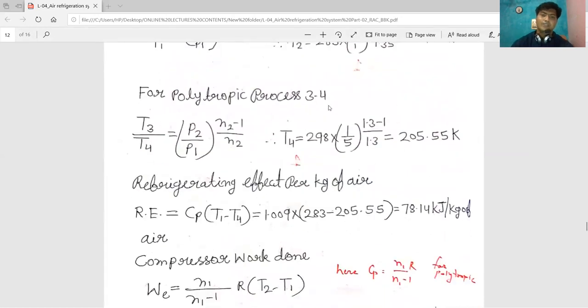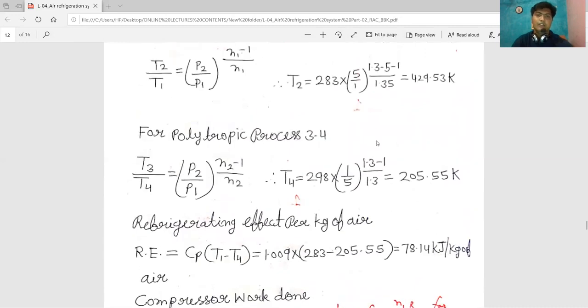For polytropic process, T4, n2. Here, n2 is also changed, that is 1.3. So in place of gamma, we use 1.3. So T4 is equal to 205.55 Kelvin. So here I calculated all the temperatures T1, T2, T3 and T4.